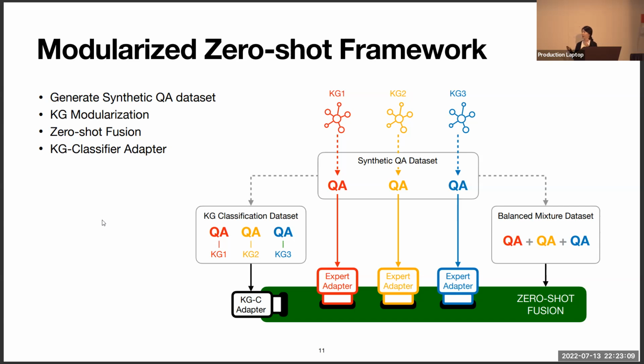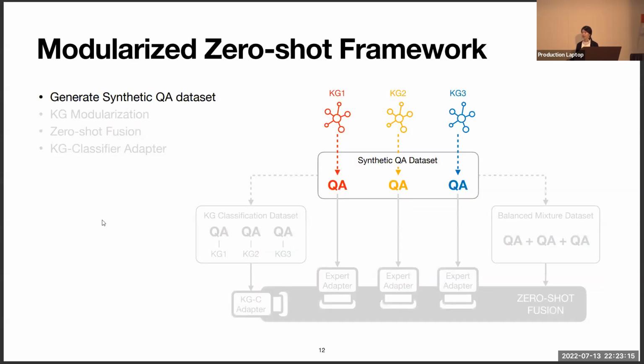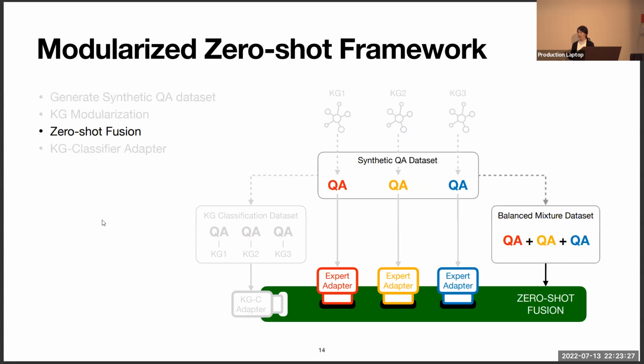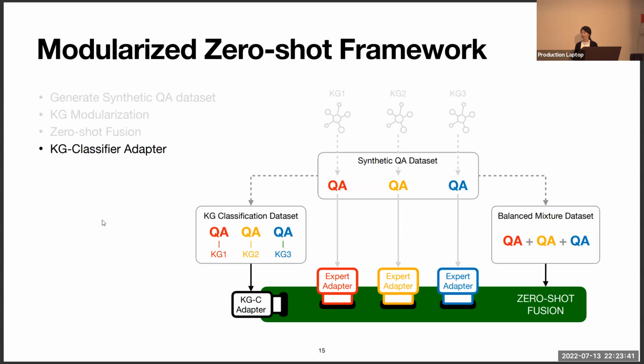I will present the overall structure first and then explain specifically. First, we generate a synthetic QA dataset for each knowledge graph. Then we train the expert adapter for each knowledge graph using the synthetic QA dataset. Then, using those pre-trained expert adapters, we train the zero-shot fusion layer using the balanced mixture dataset of the synthetic QA datasets. Further, to overcome the limitation of the zero-shot setting, we suggest the KGC adapter. We train it with the KG classification dataset and apply it into the zero-shot fusion.